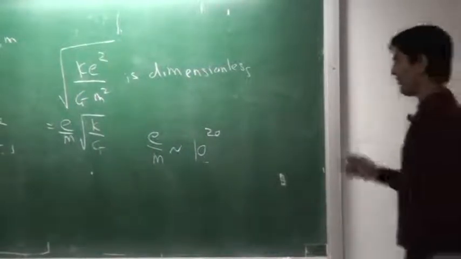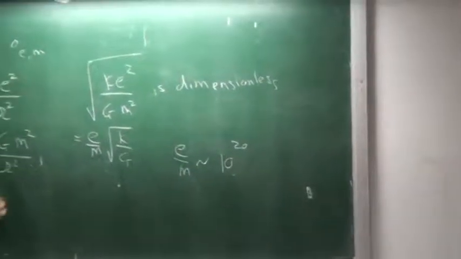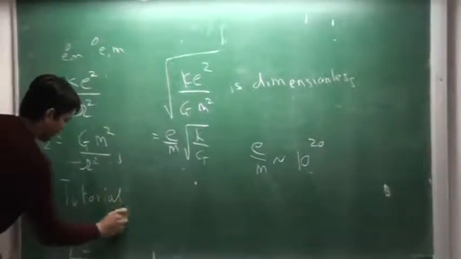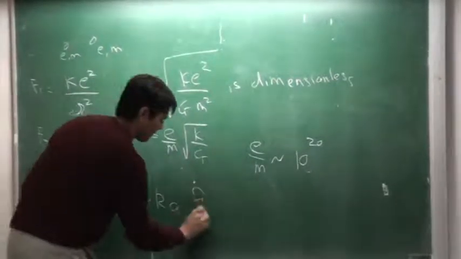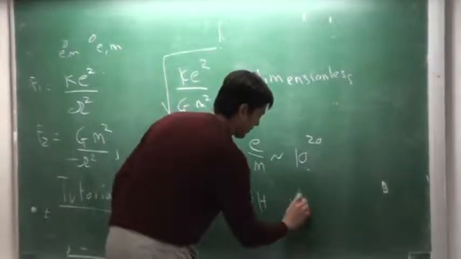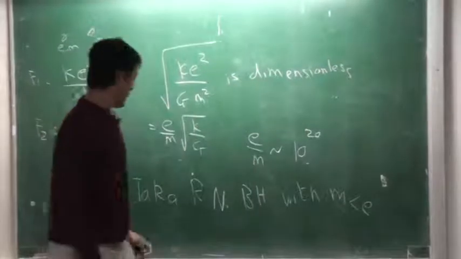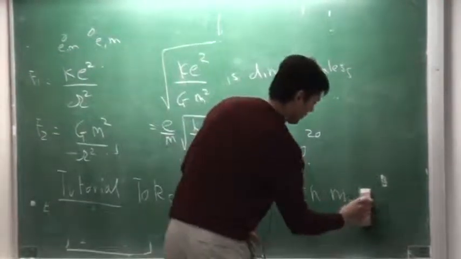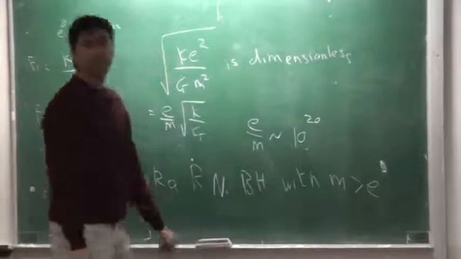So there's no sense in which fundamental particles are black holes. They don't satisfy this criteria. Okay, so now I have another question for you to think about, which is the following. Take a black hole with M larger than E, and then start throwing electrons into it.